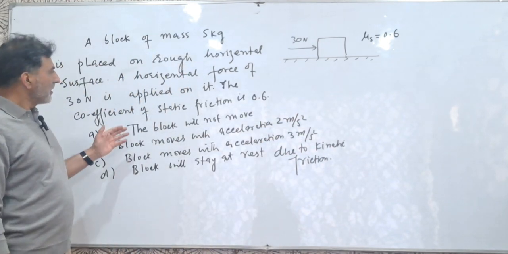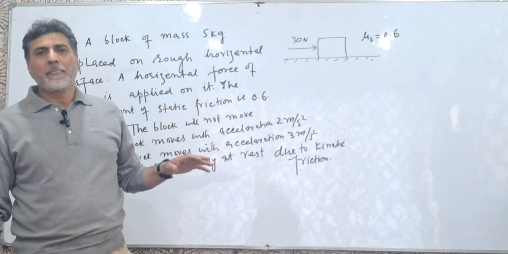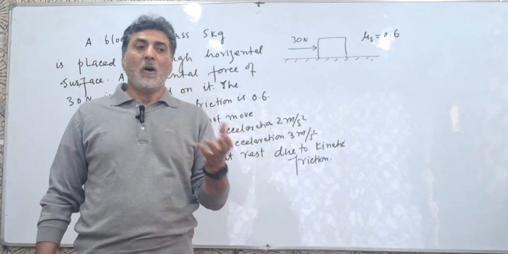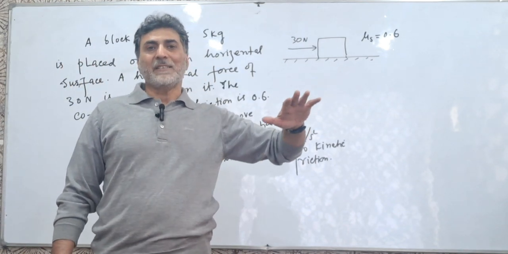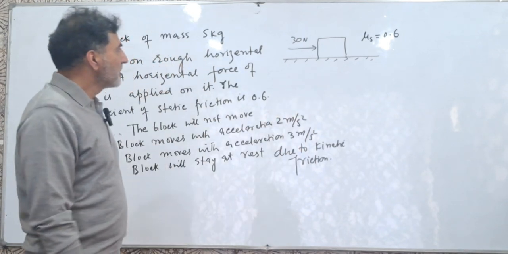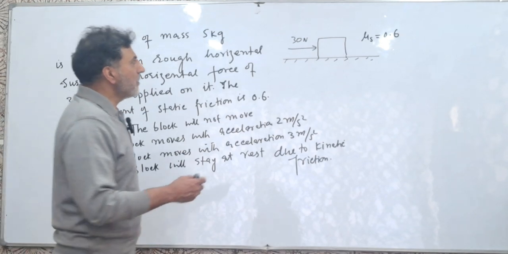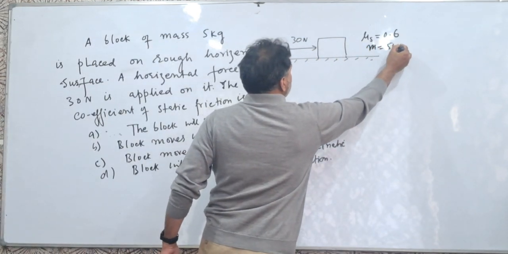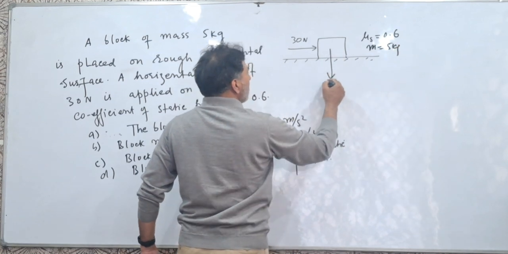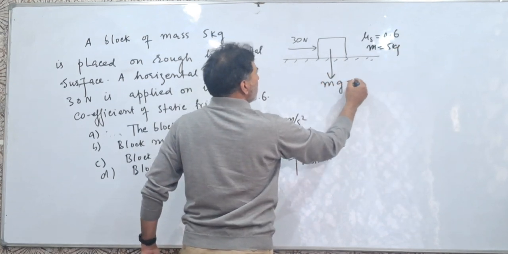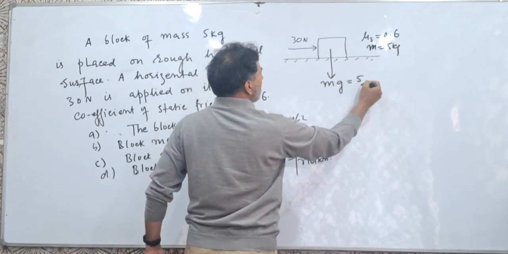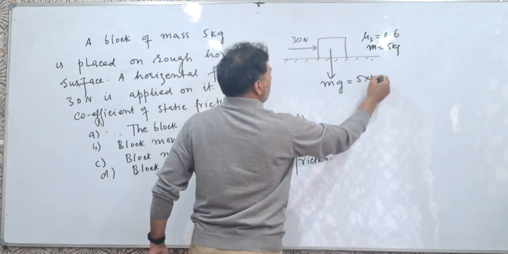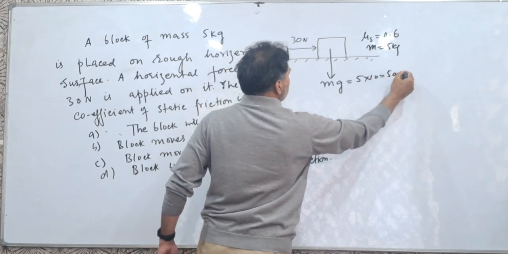The question is, what will happen to the block? Will it move? Will it remain at rest? Or will it move with an acceleration? Right? So how to solve this question? First of all, the mass of the body is 5 kg. What is the gravitational force downwards? It is the weight, that is 5 into 10, that is 50 Newton.